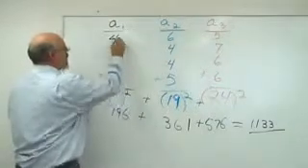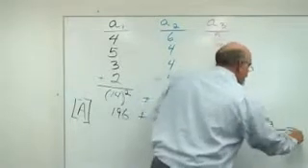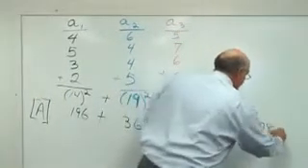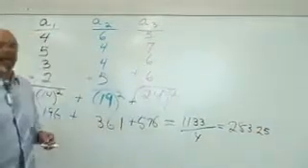So there's 1, 2, 3, 4. There's 4 in each one, so you're going to divide this by 4. That gives you a grand total of 283.25. That is your A bracket.